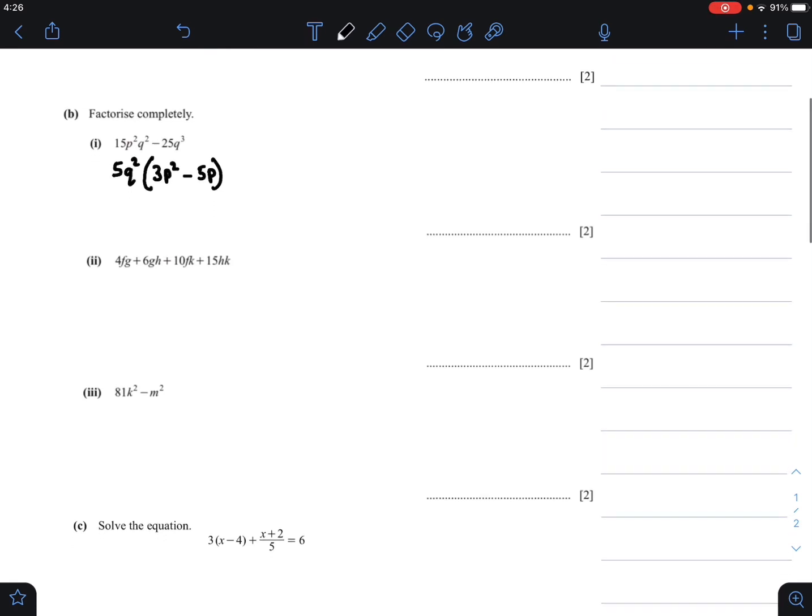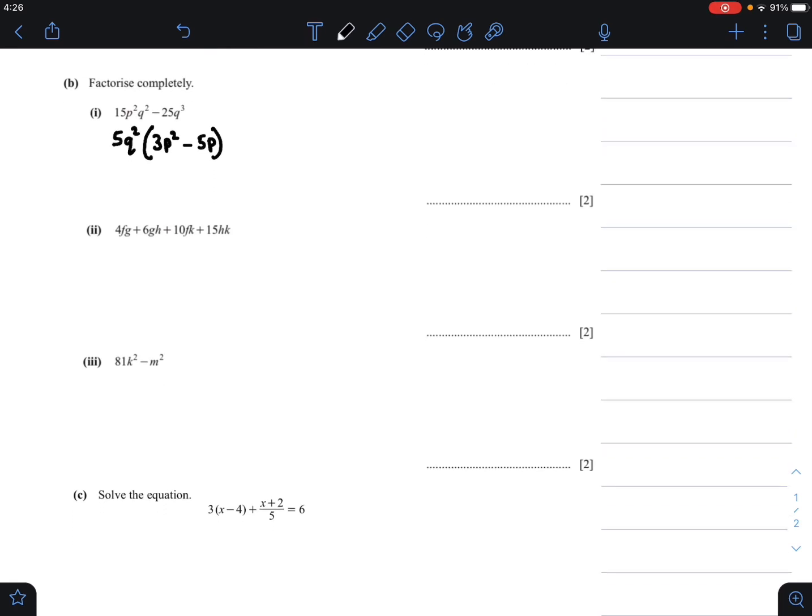Now let's move to part B2. For part B2, let's group together two terms. Let's take the first two terms together and remove what is common. 2g is common between the first two terms. If we divide 4fg by 2g, we will be left with 2f, plus if we divide 6gh by 2g, we will be left with 3h.